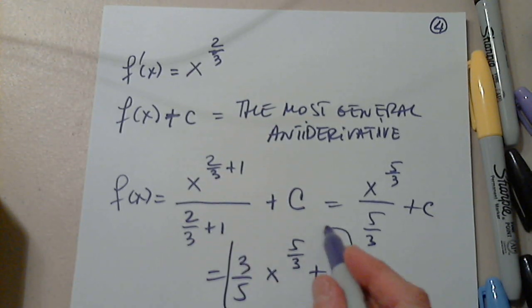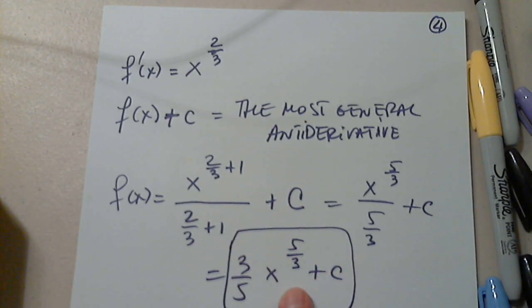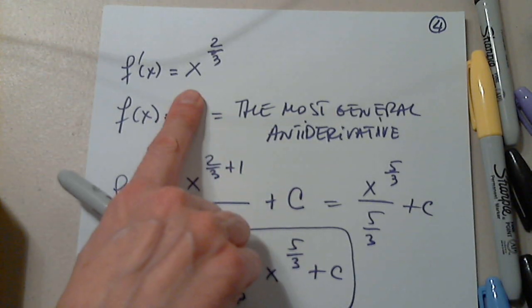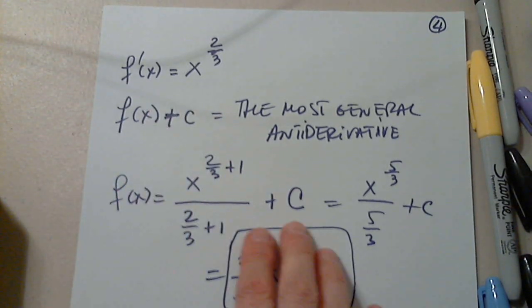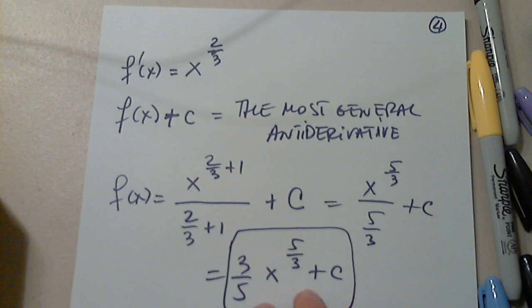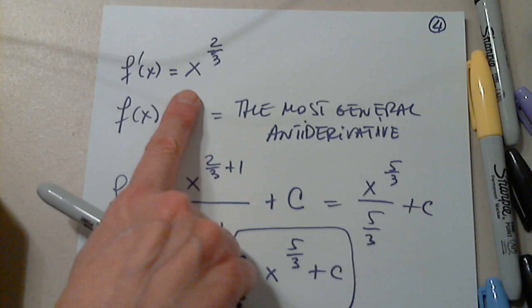What does this represent? The most general antiderivative of this function. Infinitely many functions, because I can have any c, any constant. So for that reason, infinitely many functions have the same derivative.